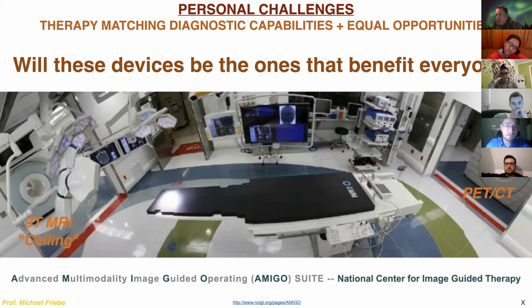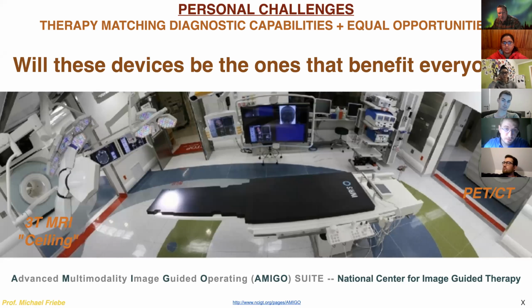They call it the AMIGO suite, Advanced Multimodal Image Guided Operating Suite. It's in Boston, Massachusetts. It's installed at the Brigham and Women's Hospital, which is part of Harvard Medical School. I actually went there 2 years ago, and I had a video, but I don't know what happened to the video. I was entering here through this door where the red carpet is on the floor.